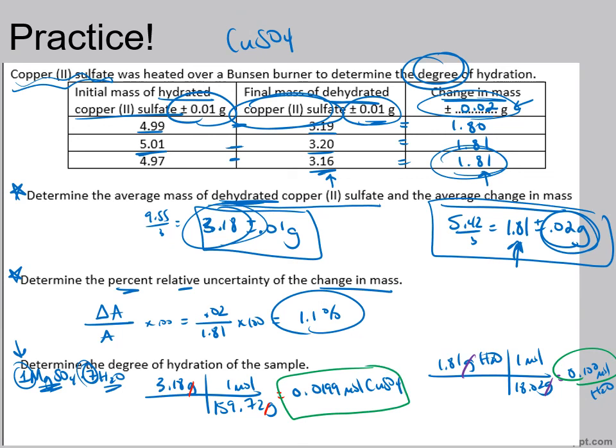So our ratio of moles of water, 0.100, to moles of copper 2 sulfate, 0.0199. This is super messy. What we're going to do is divide both of them by the smaller of the two values to get them to round up to some whole numbers. So when I divide both of those by the smaller of the two, which is 0.0199, copper 2 sulfate is a 1, and then water turns into 5. So we're going to round that to 5 H2Os. Our degree of hydration is 5. We have 5 water molecules for every 1 copper 2 sulfate.